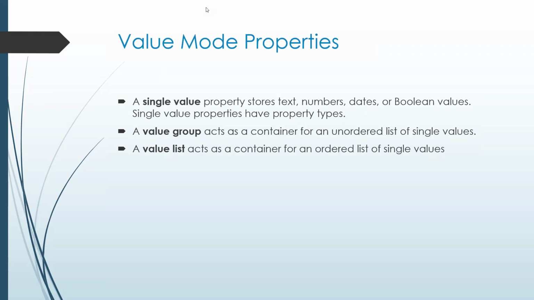Whereas year of passing or educational details need to be in sorted, chronological order, so we'll go for a value list. So value mode properties are basically for single valued properties only. Either it could be a group or a single entity, but they're all related to value mode properties.